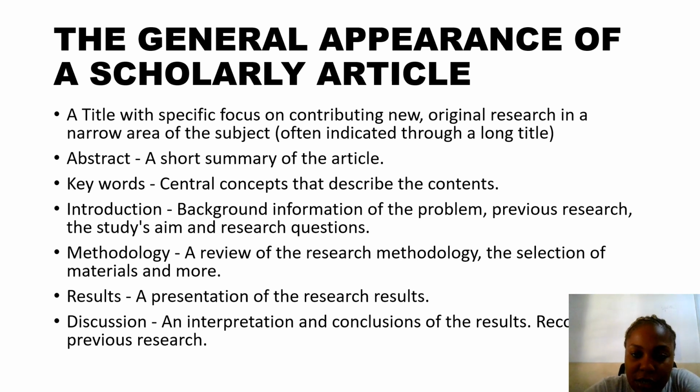Now, the general appearance. When you look at a scholarly article, what do you expect to see? When you download or get a scholarly article in the library, it should start with a title, with a specific focus on contributing new original research in a narrow area of the subject. So it's a long title. Then the abstract, which is a short summary of the article. Then keywords, which are the central concepts that describe the contents of that article. Usually there are around five keywords.